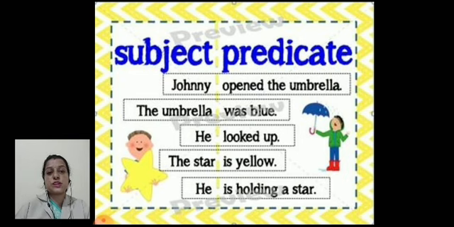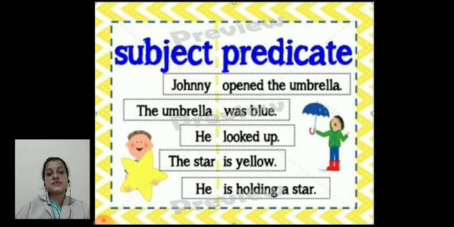Now let's move towards a few more examples. First is Johnny opened the umbrella. Here Johnny is the subject because it is a person we are talking about. Opened the umbrella is the predicate. The first reason is that it is telling us what Johnny did. The second reason is that it contains the verb. What is the verb here? Opened. Opened is the verb. So Johnny is the subject, opened the umbrella is the predicate.